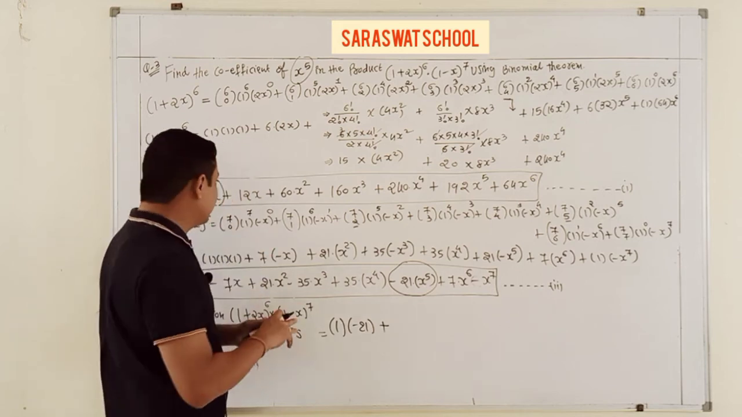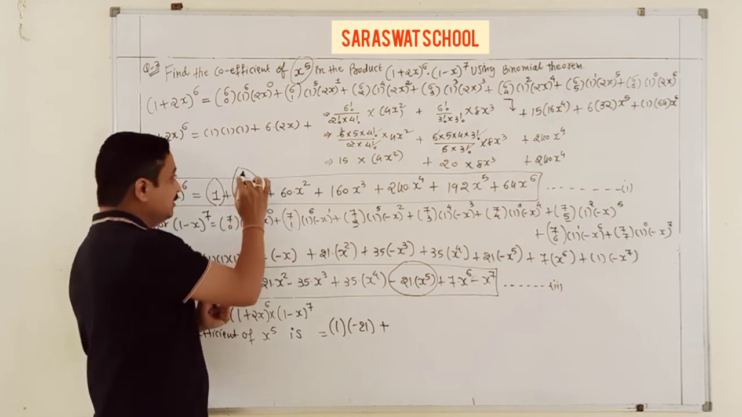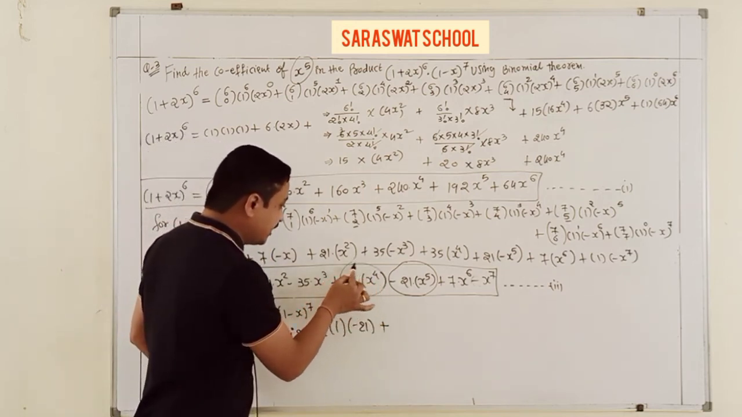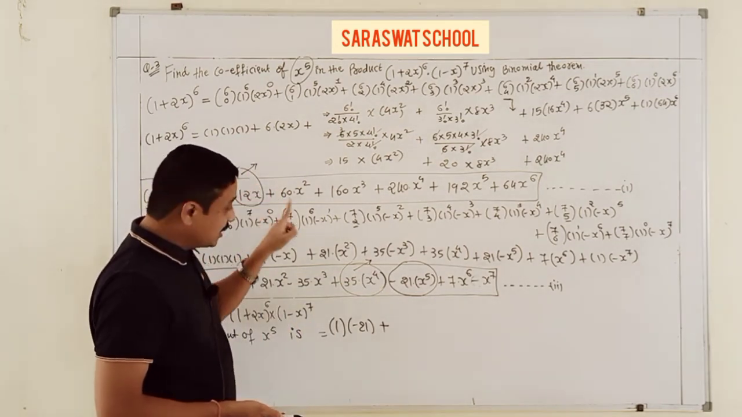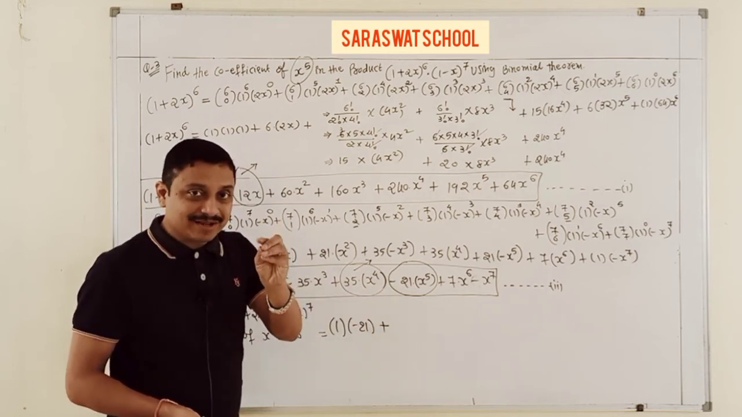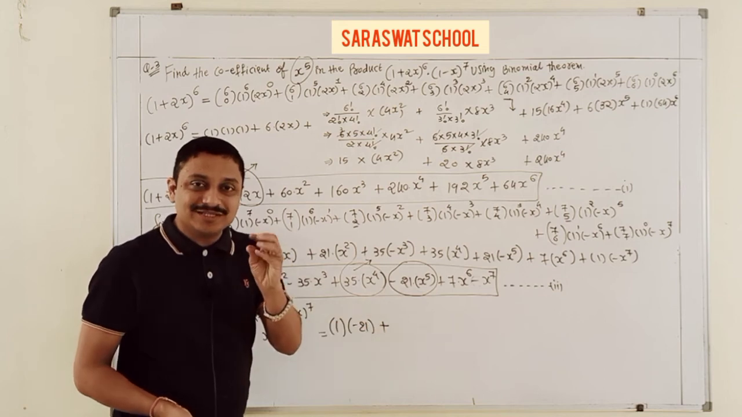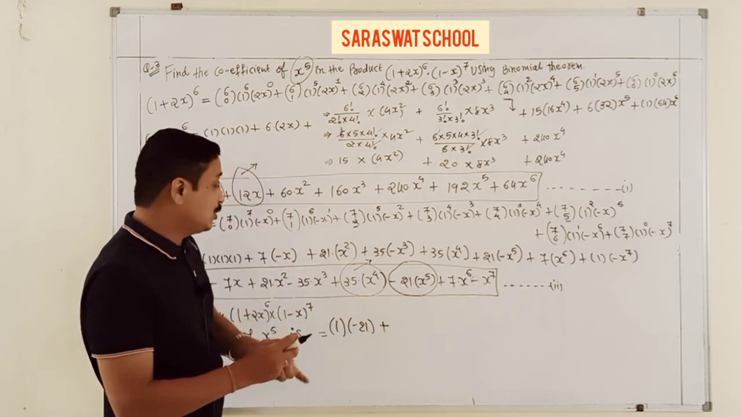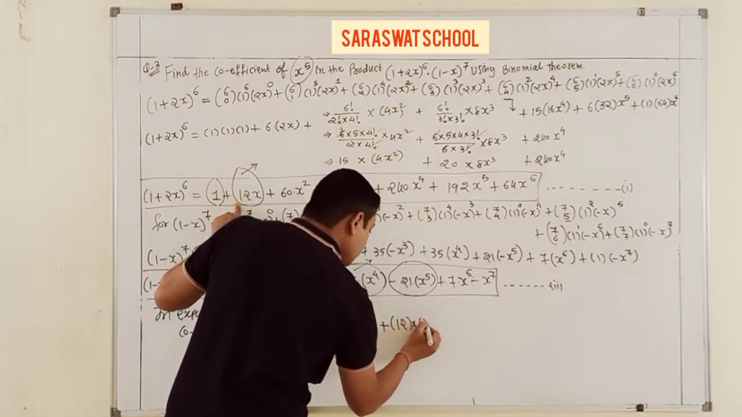Again, the second part: these are 12x into 35x raised to 5, because x to the 1 power and x to the 4 power give how much? It is the 5 power. Again x to the 1 power and x to the 4 power, it is x to the 5 power. And it is again the 5 power. I want the coefficients, so here 12 with 35.